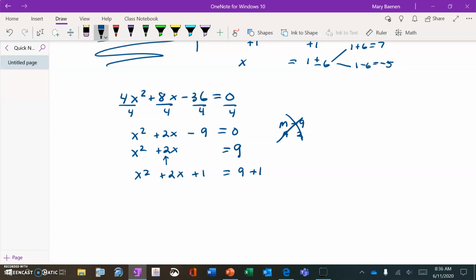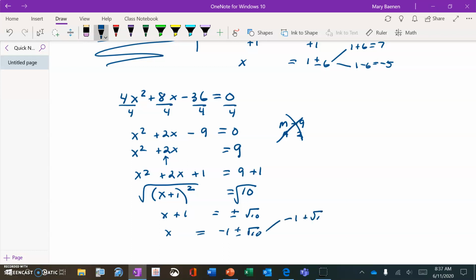Okay, this now factors. Two numbers that multiply to be 1 that add up to be 2 are 1 and 1. So it'd be x plus 1 squared, and this is 10. Take the square root of both sides, and I have x plus 1 is equal to a positive or negative square root of 10. Subtract 1 from both sides, I get a negative 1 plus or minus the square root of 10. So it's a negative 1 plus the square root of 10, and a negative 1 minus the square root of 10.